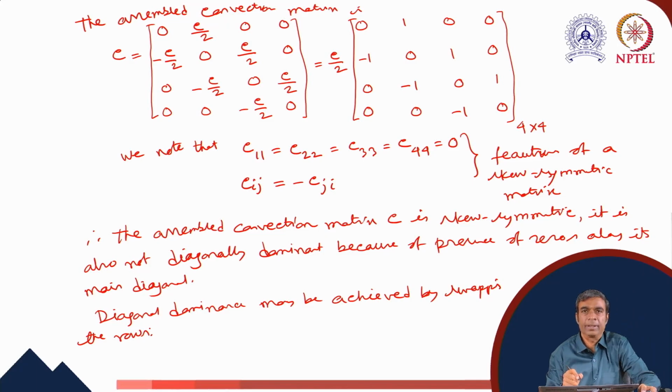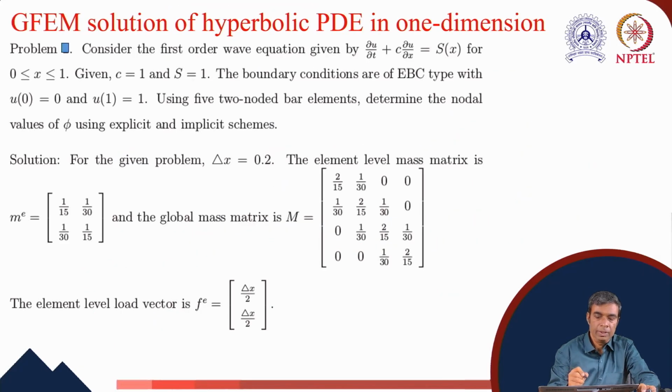It is very interesting that despite the skew-symmetric nature or the presence of zero diagonals on the assembled convection matrix, we can still have solutions for this problem. We shall show this, the solution for one-dimensional wave equation of hyperbolic type. So we shall show that the explicit calculations do not work, whereas the implicit calculations give us the converged results. Now we go for numerical solution.